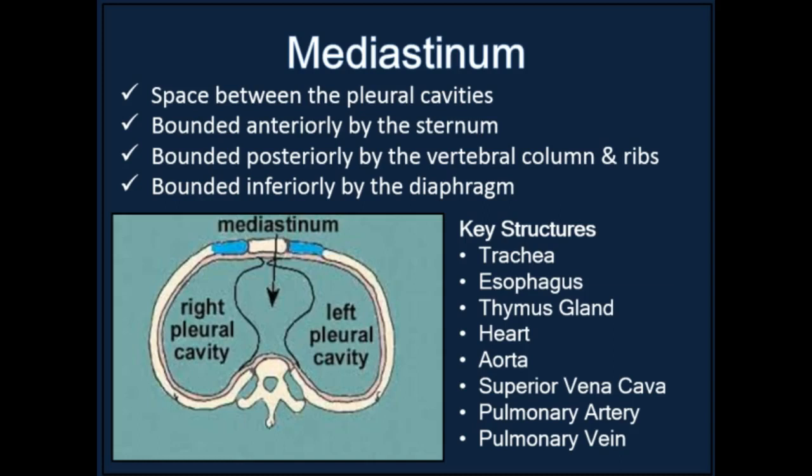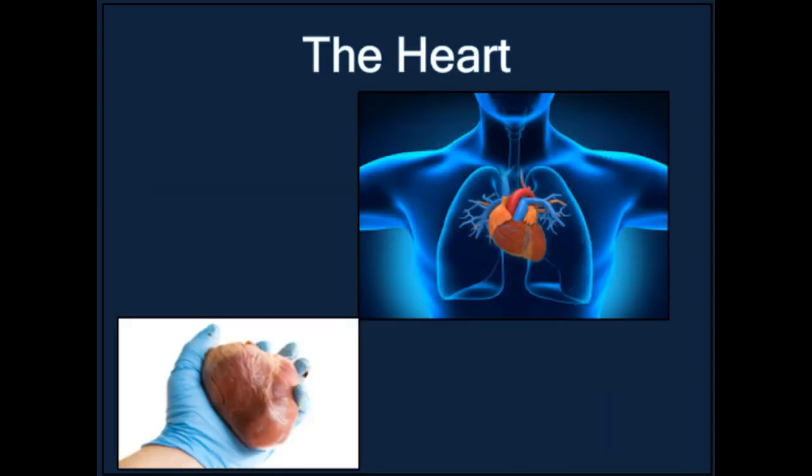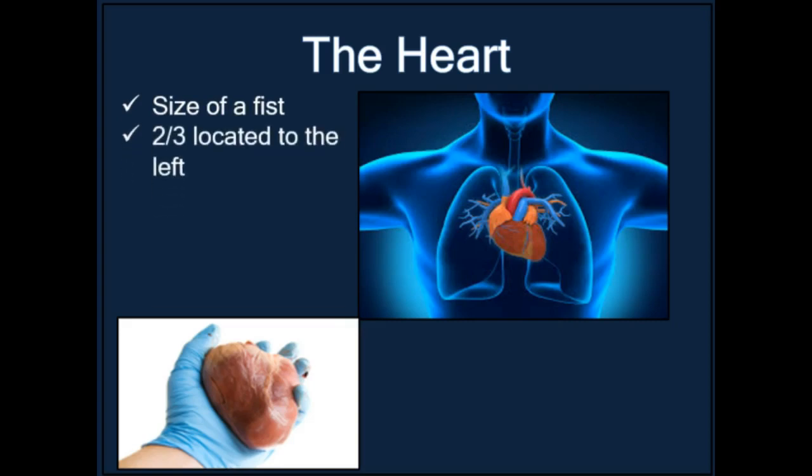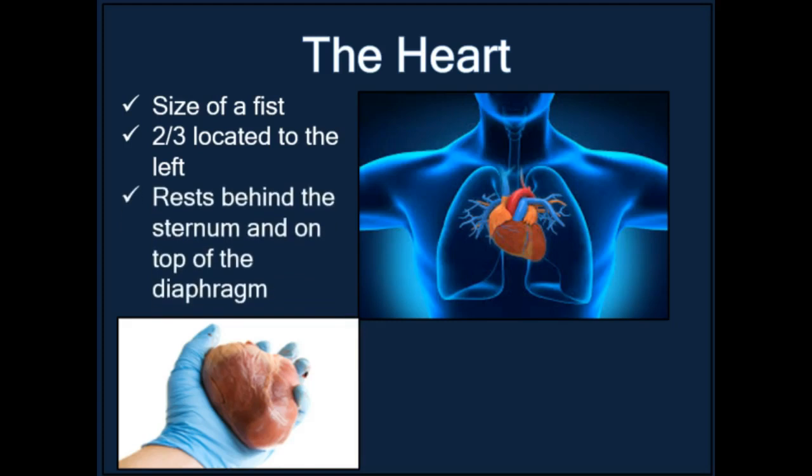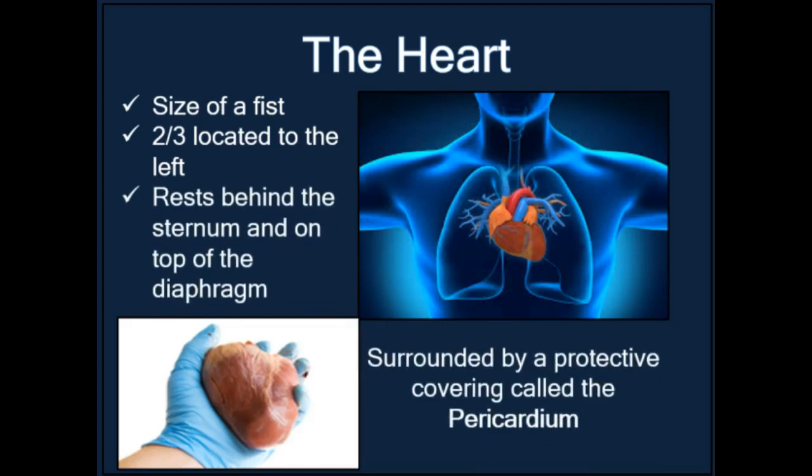The heart functions as the pump for our peripheral vascular system. It pumps simultaneously for both the pulmonary and systemic circuits. The size of a person's heart is about the size of their fist. It is situated slightly left of midline, with the apex of the heart located inferiorly and on the left side. The heart rests behind the sternum and on top of the diaphragm. It is surrounded by a protective covering called pericardium.